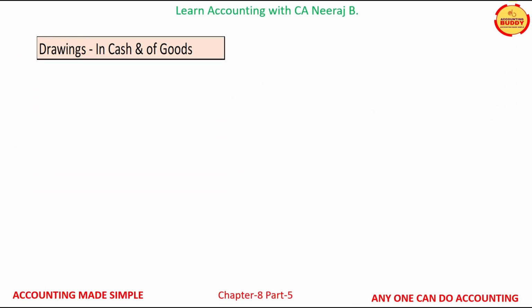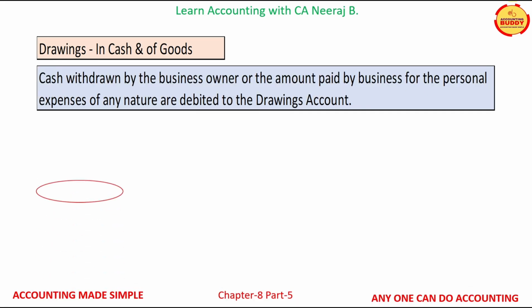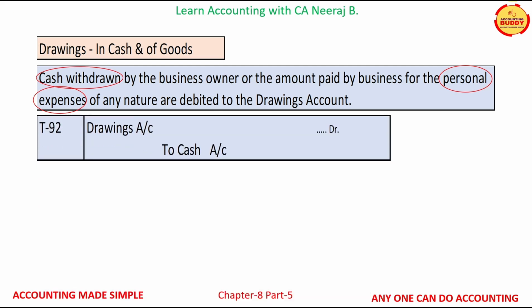Let us learn business situation and related journal entries when owner of the business takes cash or goods for personal use. Cash withdrawn by the business owner or the amount paid by the business for the personal expenses of any nature are debited to the drawings account. Below is the entry which is passed. Debit drawings account and credit cash account. Drawings account is a personal account and as per personal account rule, debit the receiver. Cash is a real account and as per real account rule, credit what goes out.